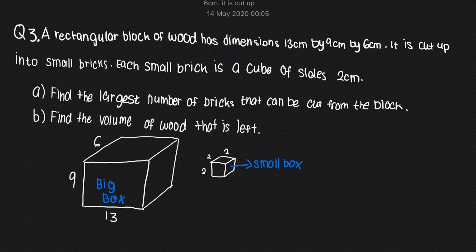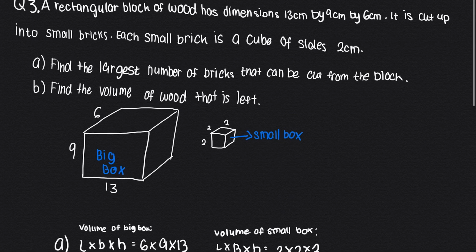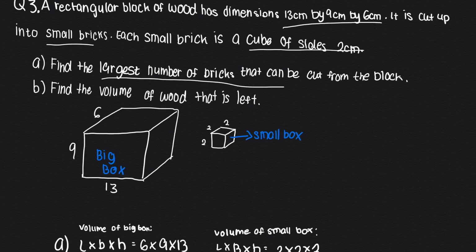Okay guys, so now we're going to be doing the word problem question. The question says a rectangular block of wood has dimensions of 13 centimeters by 9 centimeters by 6 centimeters. It is cut up into small bricks. Each small brick is a cube of sides 2 centimeters. The things we need to find are the largest number of bricks that can be cut from the block and the volume of wood that is left.